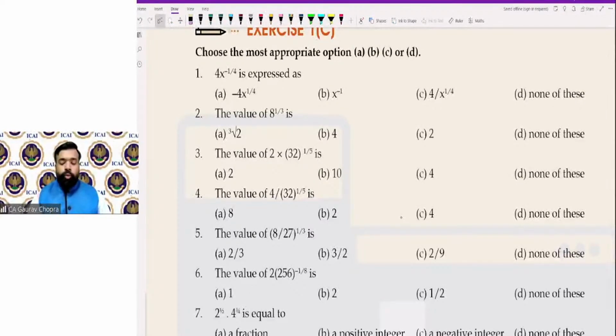So this time you have to answer which option is correct. The power of x is negative, so if it goes into the denominator, the power of x becomes positive. So 4 upon x to the power of 1 by 4. Simply option number C. Yes, Saloni Sharma has given the answer.